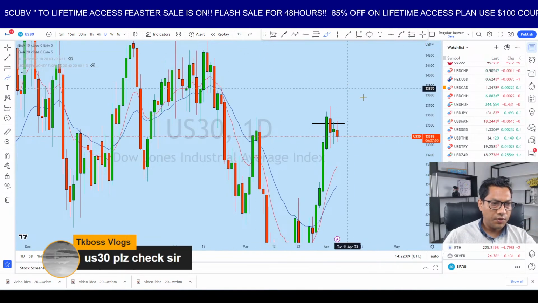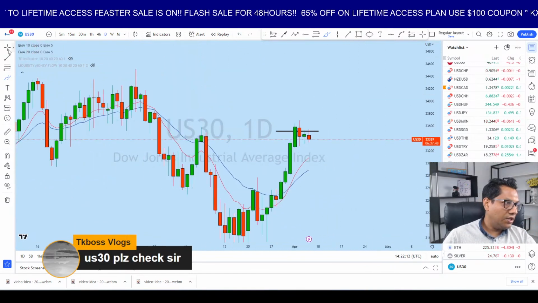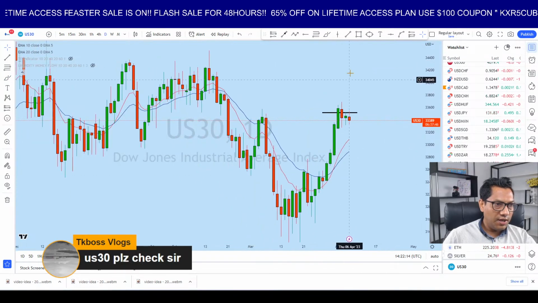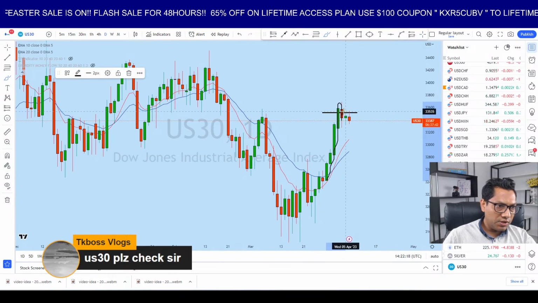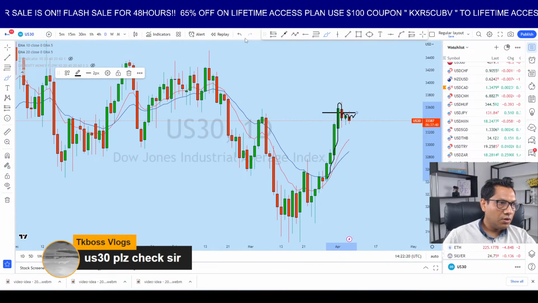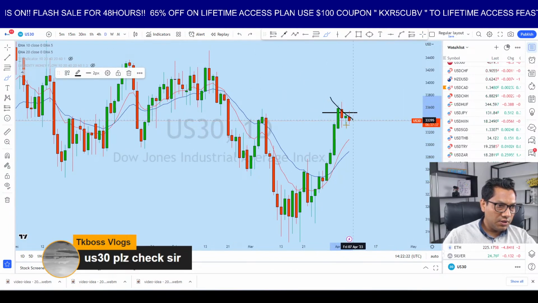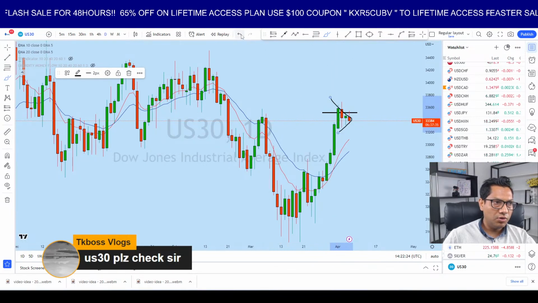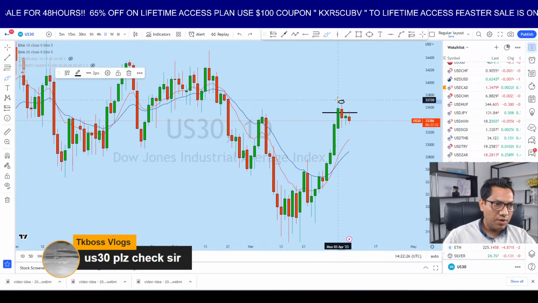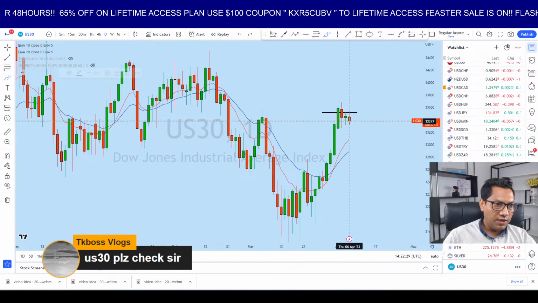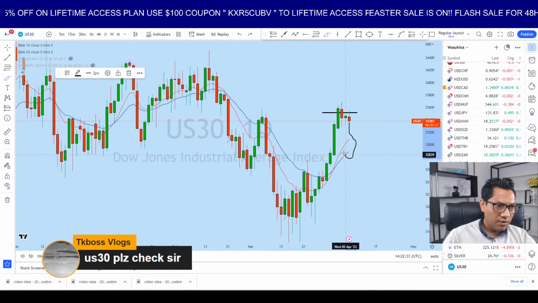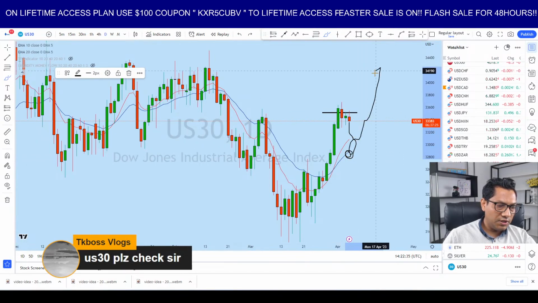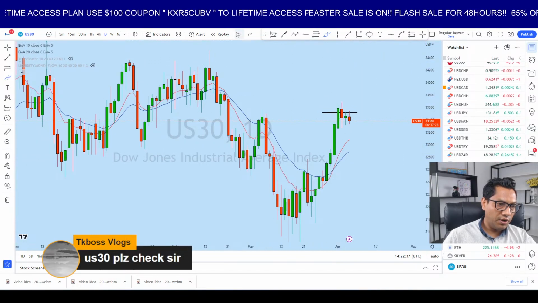reverse from here, because this is the daily chart, and on the daily chart we see there is already a movement followed by this consolidation here, and this is a pattern. This is a triangular pattern on US30. The price grabbed liquidity from the top. I think that US30 will drop to this level, and then we might see again a continuation of the uptrend.